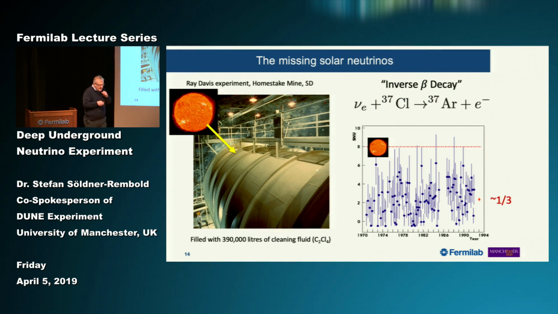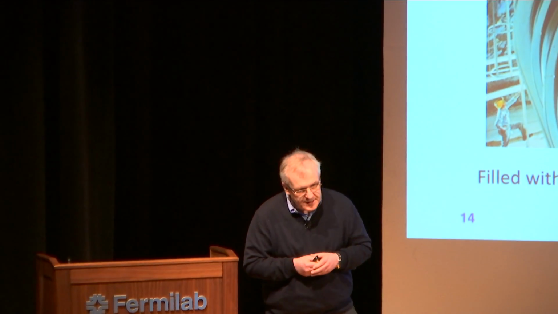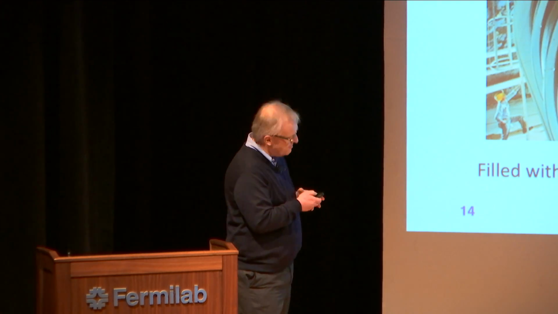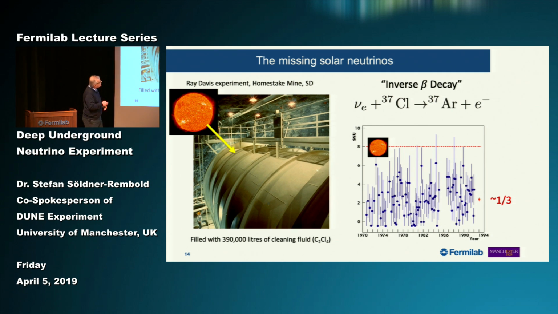So already quite a while ago, about 40 years ago, in the Homestake mine in South Dakota, and we'll come back to that place later in the talk, an experiment was started by Ray Davis, who wanted to measure neutrinos from the sun, and this is the detector. And the process he was looking for is, if you remember the beta decay, this is actually just a variant. You put the neutrino in the front, and that is allowed in particle physics. So sometimes it's called inverse beta decay.